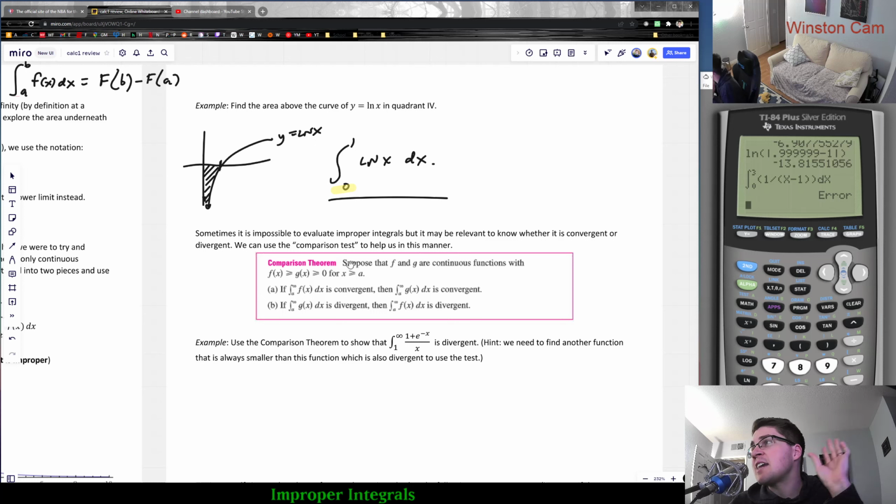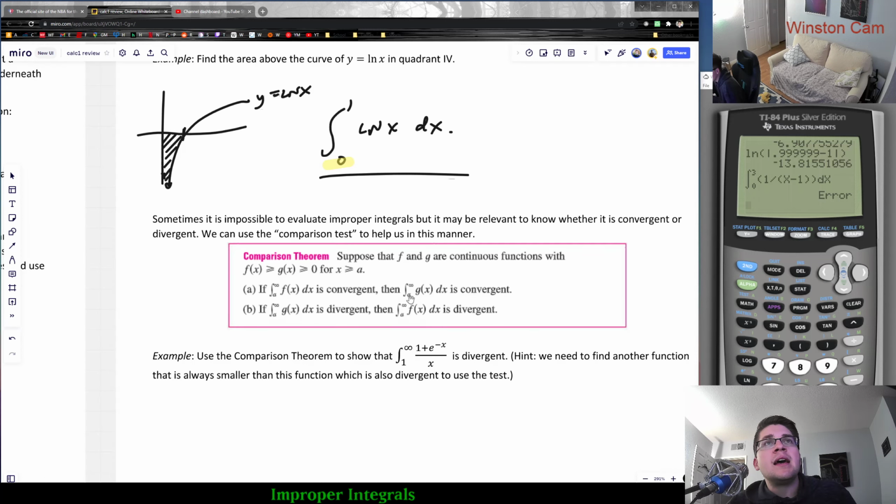But lastly, let's actually talk about the comparison theorem because it's another way of determining whether an improper integral converges or diverges. And it's an idea that we're going to return back to in chapter 11 when we get into sequences and series, because sometimes it's easy to see if something converges or diverges based on comparing it to something simpler, which is the general idea.